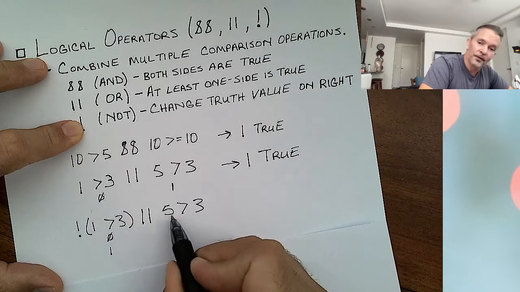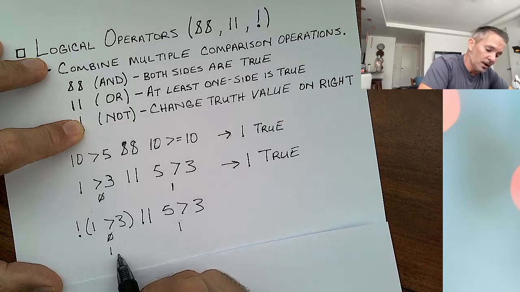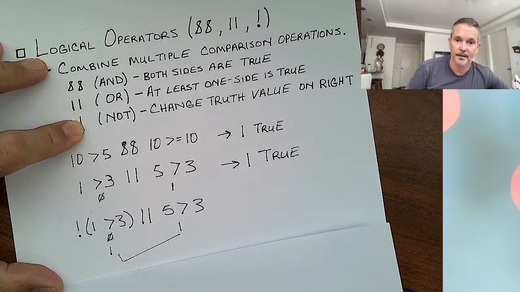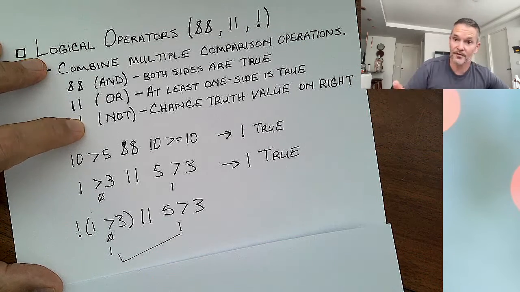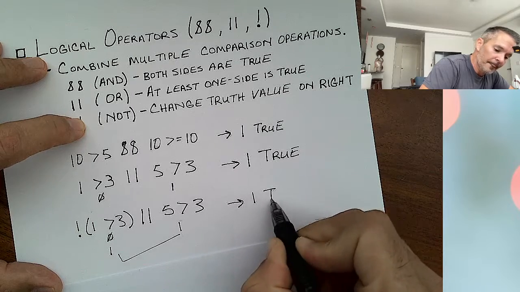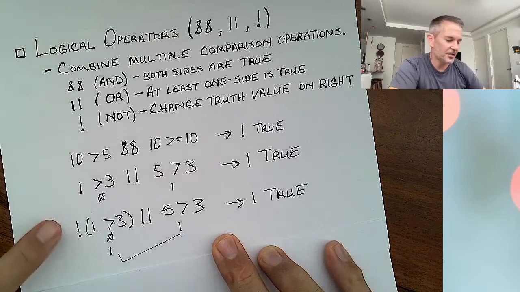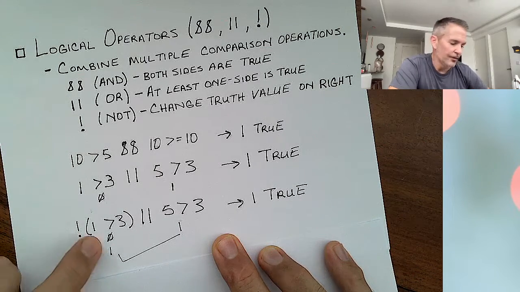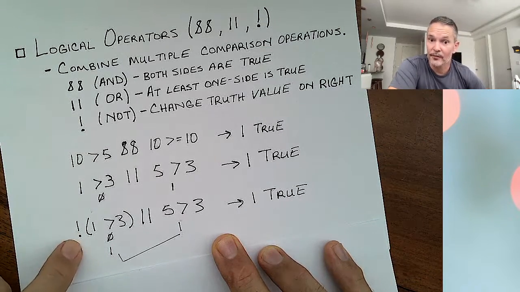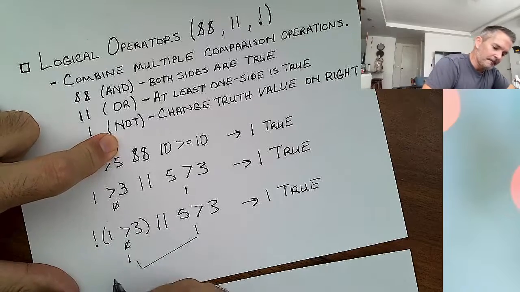And then over here, 5 is greater than 3. We already said that's true, so that's a 1. So when I say 1 or 1, 1 or 1 is true or true is true. If either side is true, then it's true. So this is going to be true. So the important thing about this example is just that the not operator reverses the result of whatever is on its right. Okay?